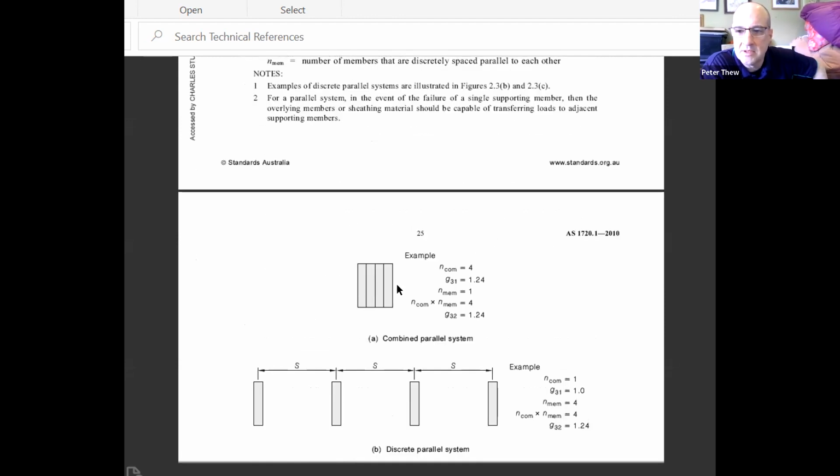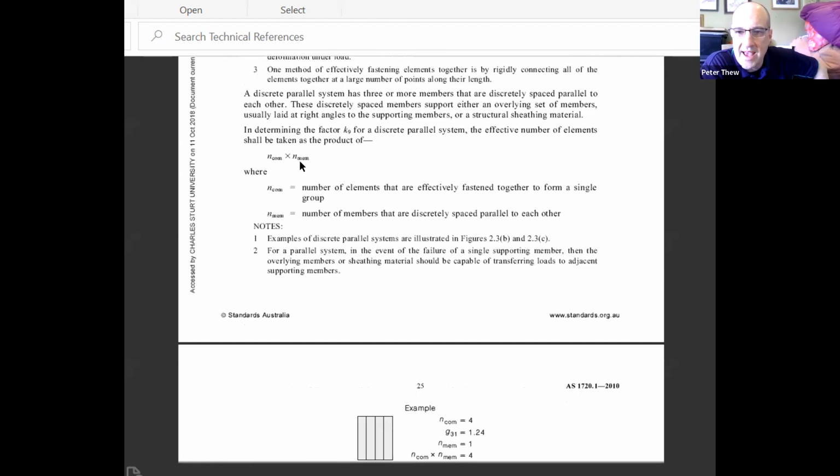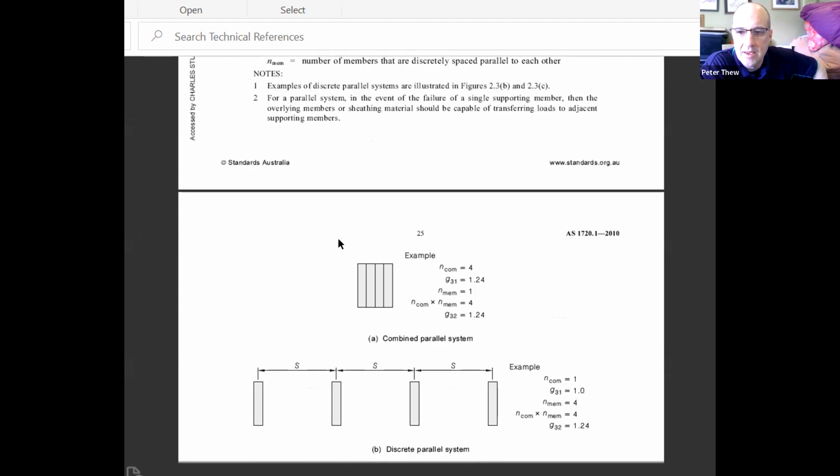So, for example, in the system above your scene's head there, the N-com is 1 because each of those members are separate. In this example on page 25, the N-com is 4 because you've got 4 beams nailed or bolted together. Okay? So this K9 factor handles both of these things at the same time.